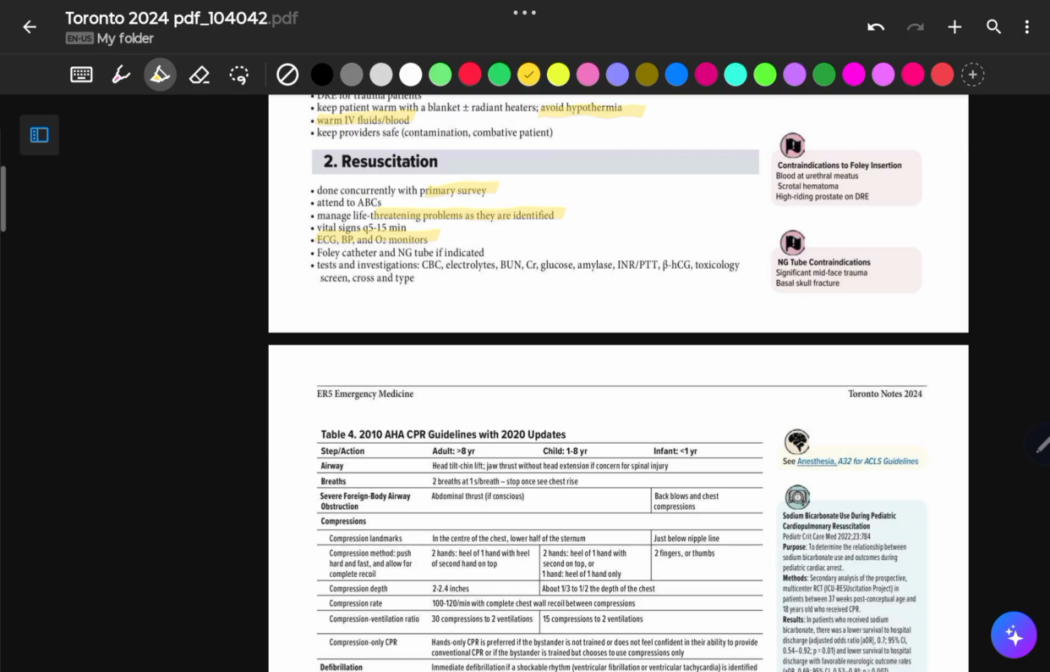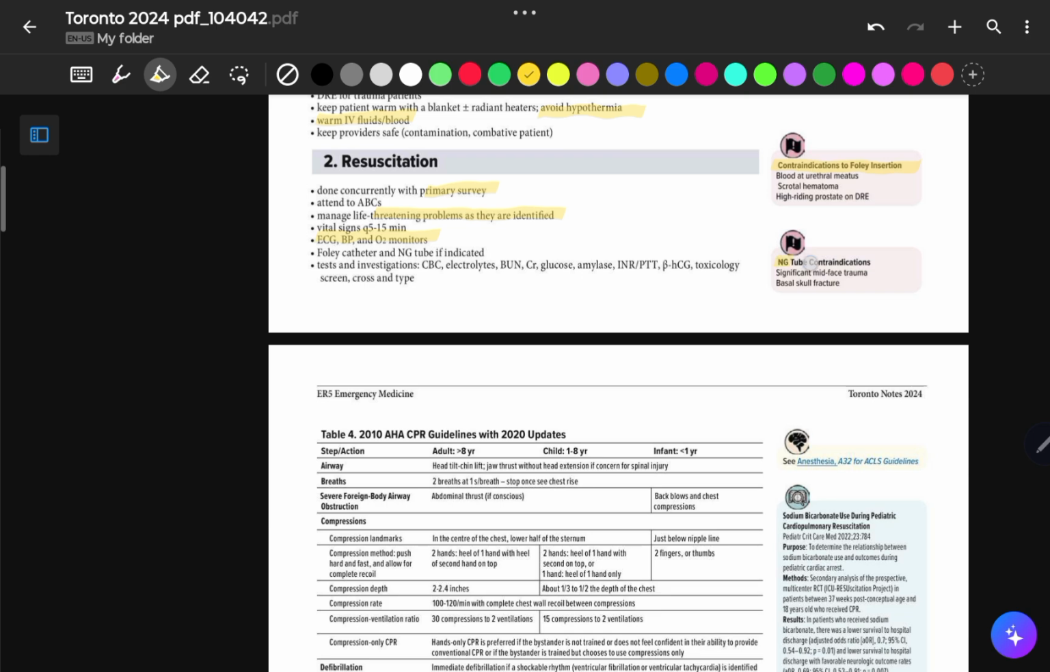So what are actually the contraindications to a Foley catheter insertion? Okay, so if a patient has blood on the urethral meatus, all right, you do not insert the Foley catheter. If there's a scrotal hematoma, you look at the scrotum, and you suspect hematoma, no insertion. And if there's a high riding prostate, so you do a digital rectal examination, and the prostate is abnormally high to where it's supposed to be, you do not insert a Foley catheter.